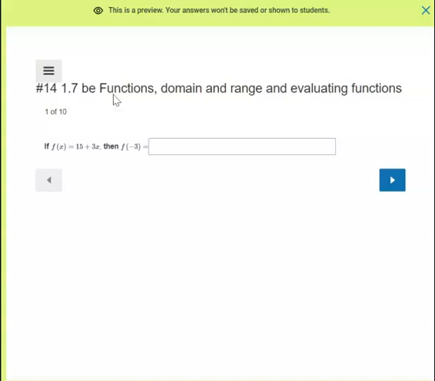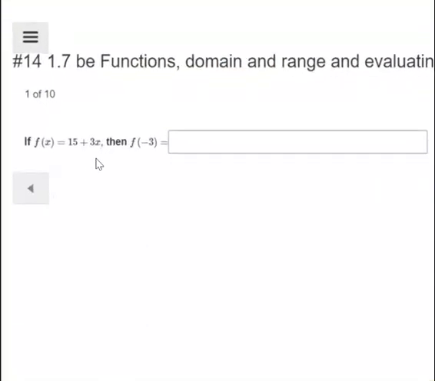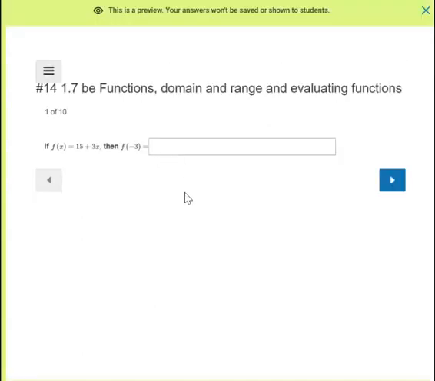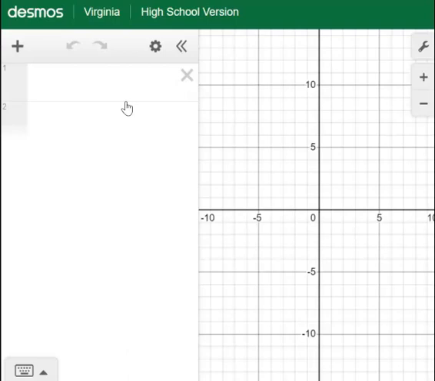So this topic is about functions, domain and range, and also evaluating functions. It says here, if f of x is 15 plus 3x, then find f of negative 3. Desmos does a great job of this.